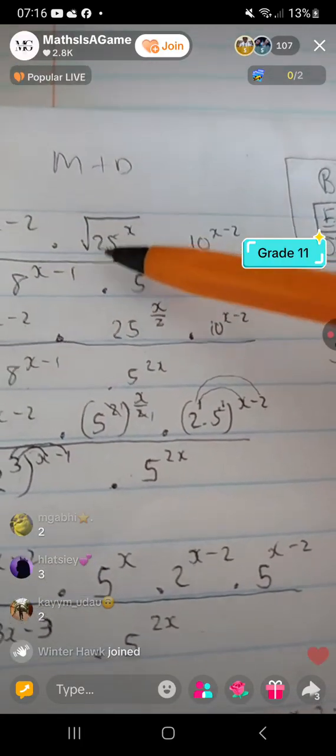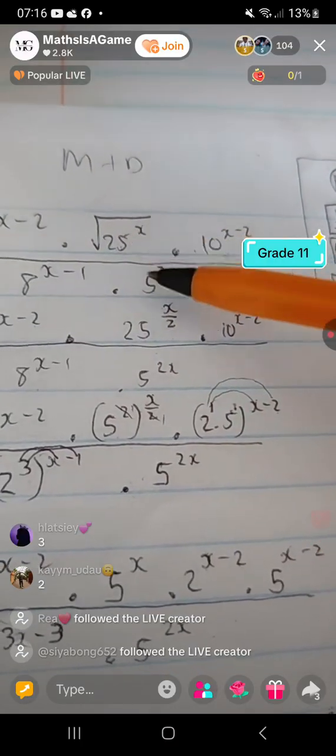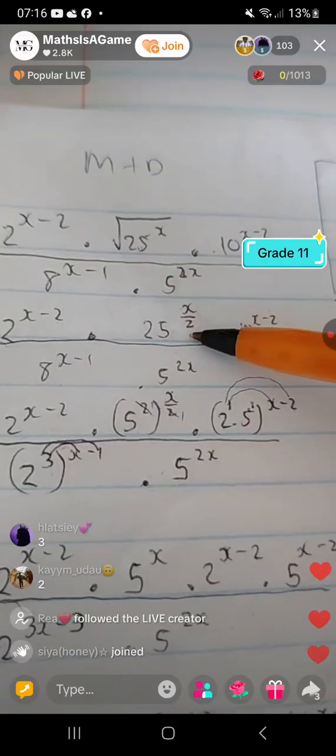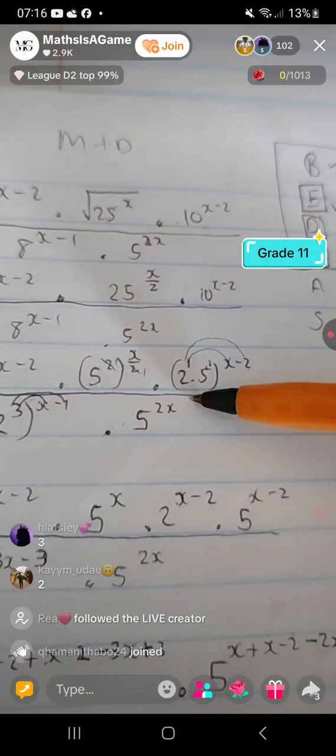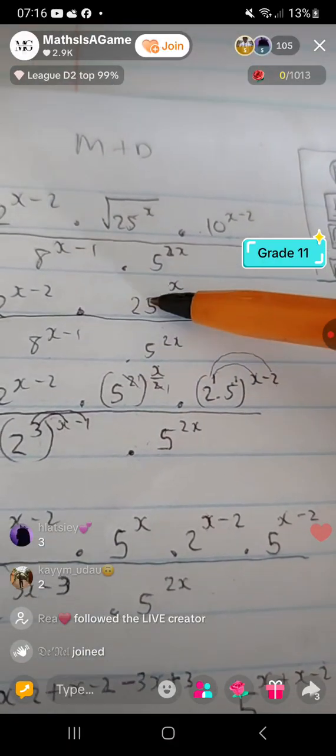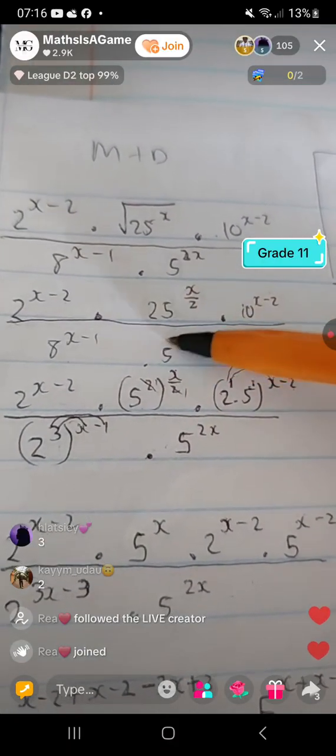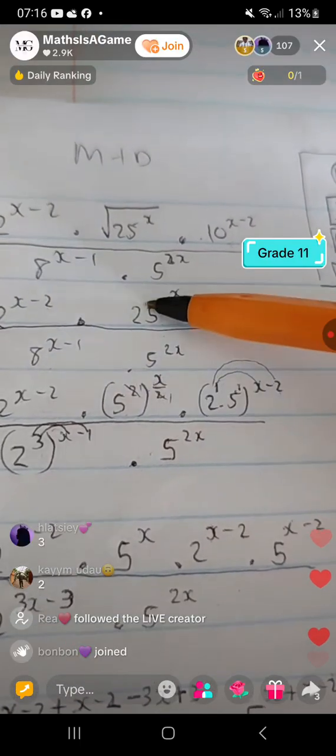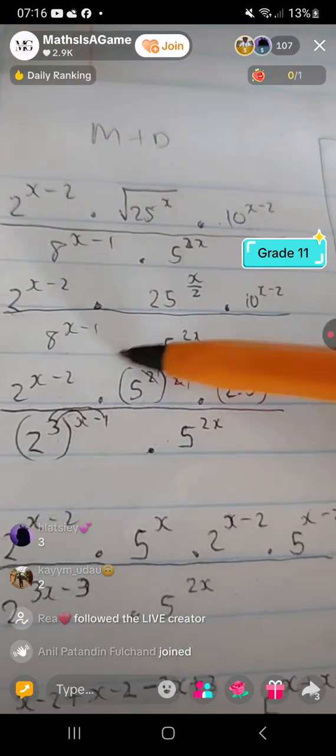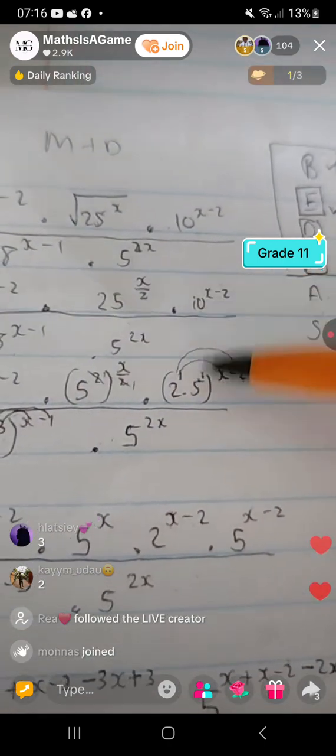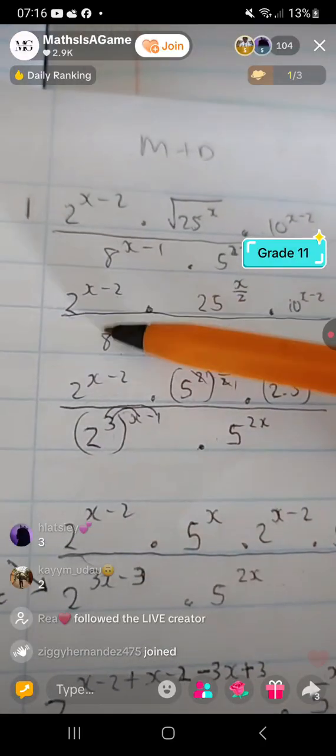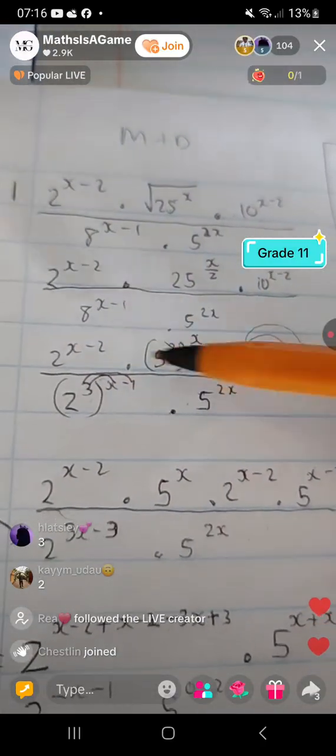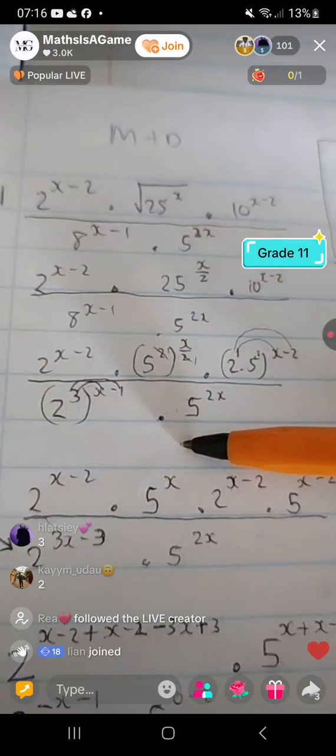Change this root, it becomes 25, and the x in the numerator, since it's a square root, 2 in the denominator. 10 can be rewritten as 2 times 5. And remember, guys, once you change the composite numbers to prime bases, 25 is 5 squared, you put it in brackets. 10, 2 times 5 in brackets. 8, 2 to the power 3 in brackets. 5 and 2 are already prime bases, so that's fine.